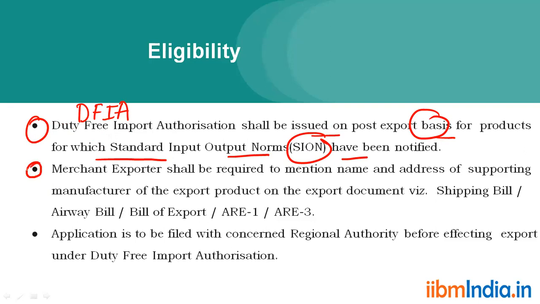Second, the merchant exporter shall be required to mention the name and address of the supporting manufacturer of the export product on the export documents, that is, shipping bill, airway bill, bill of export, ARE form 1, ARE form 3. ARE stands for Application for Removal of Excise.